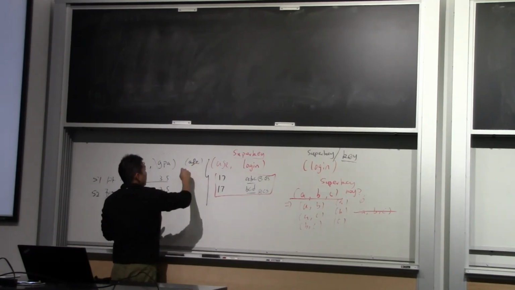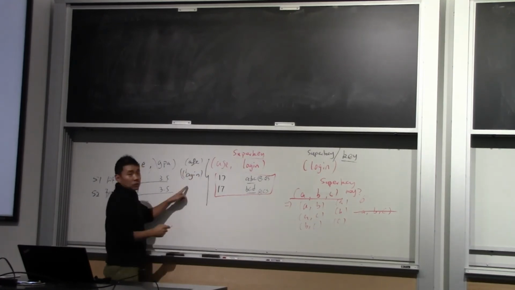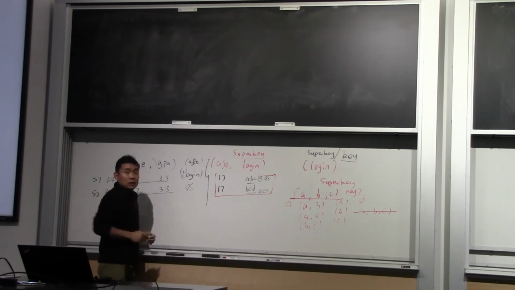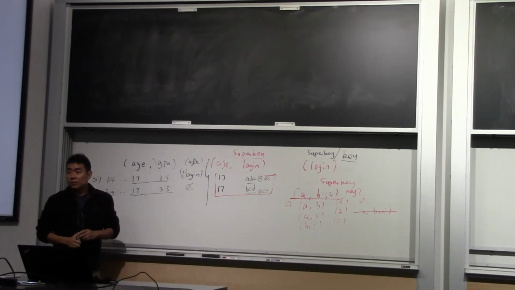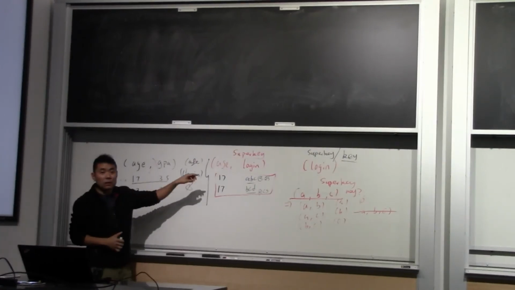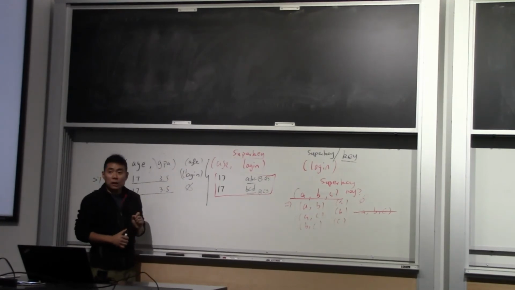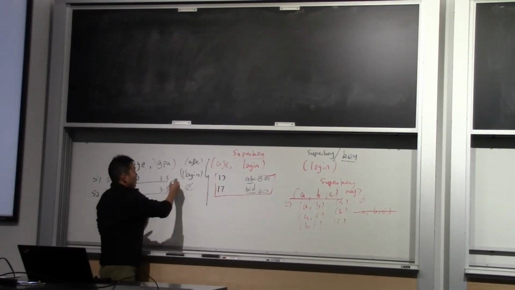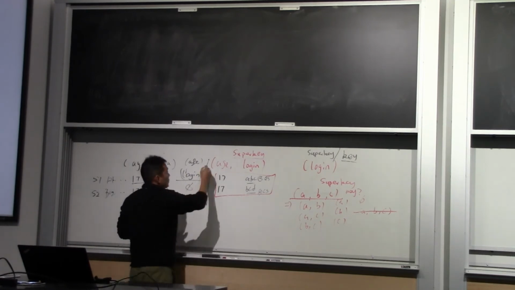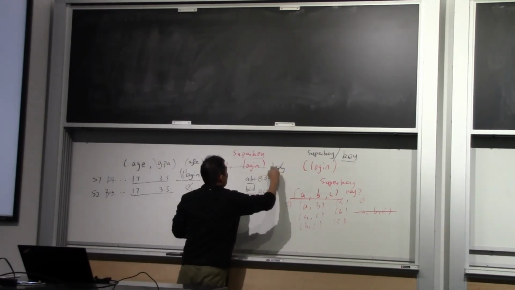Age, login, and what else? No. Empty set. There are only 3 proper subsets of this. Are any of these a superkey? Login is a superkey, which means this is not a key. Not a key.